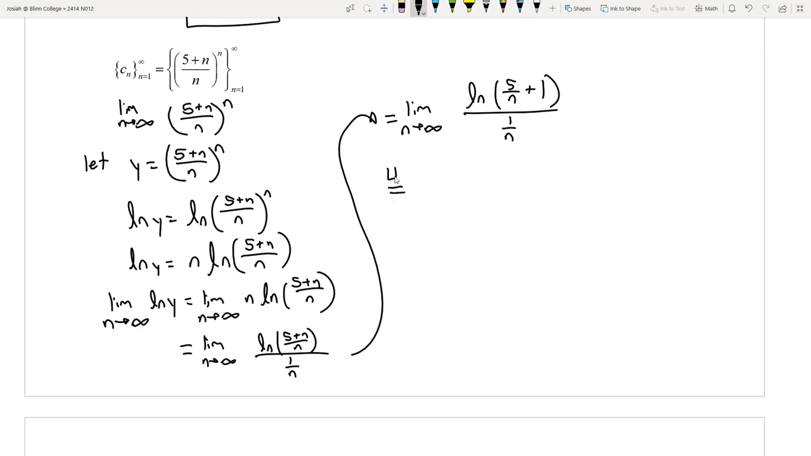So we'll go ahead and apply L'Hopital's rule. So in the denominator, power rule, this is n to the negative first. So negative n to the negative second. In the numerator, we've got the argument sent to the bottom, 5n to the negative first plus 1. And then the derivative of the argument in the top, negative 5n to the negative second.